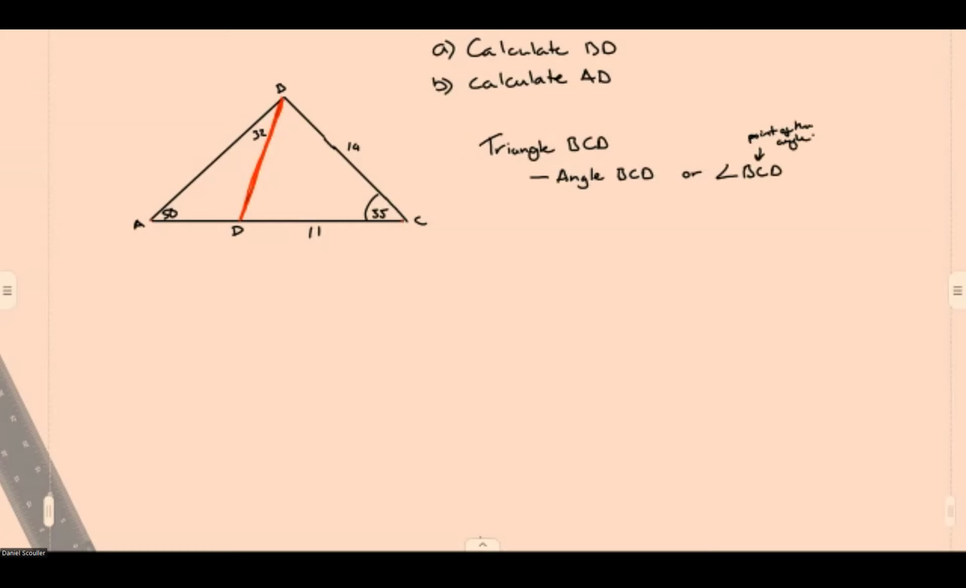We've got side BC, which is 14, and we've got side DC or CD, whatever you want to call it, which is 11. And it's a non-right-angled triangle.